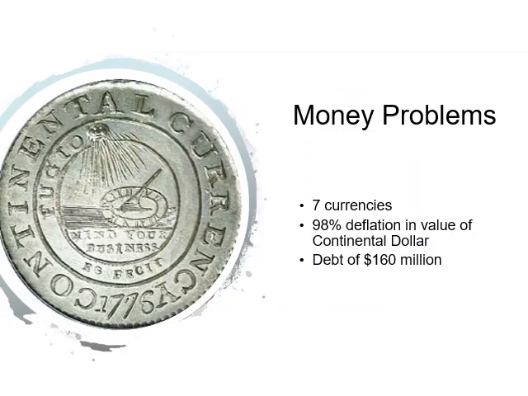One of the big problems with the Articles of Confederation is the problem of not having a single currency, not having money that can be used throughout the states. There were 7 different currencies throughout the 13 different states.